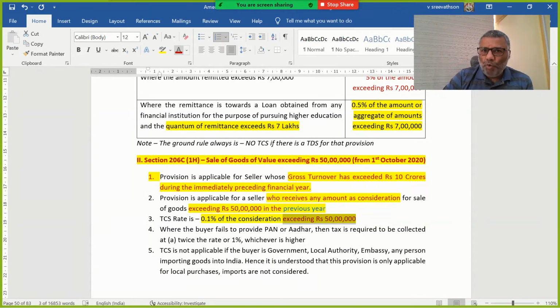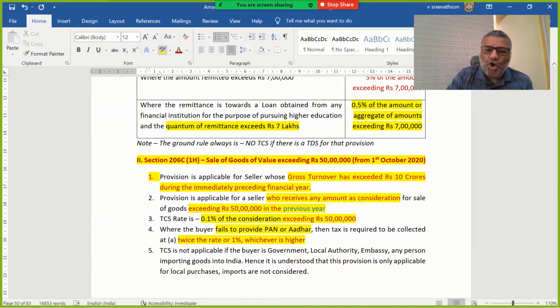Now we saw this in 194N, on the amount in excess. Where the buyer fails to provide PAN or Aadhaar, tax is twice the rate or 1%, whichever is higher. 0.1% into 2 makes it 0.2%, or 1%, whichever is higher. So you can be sure it is 1%.